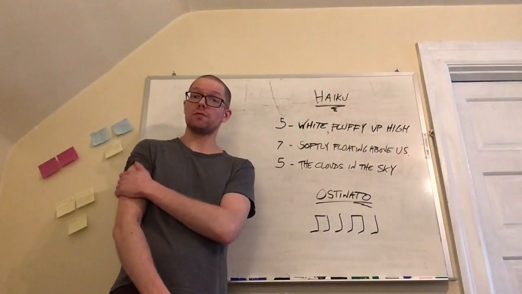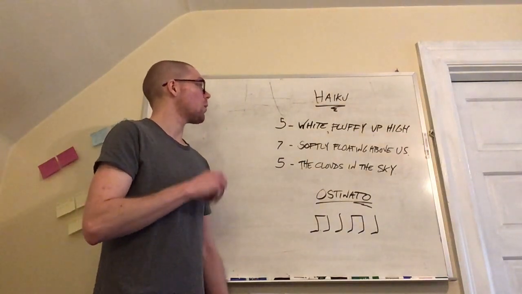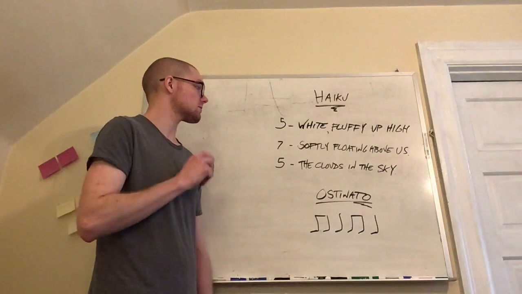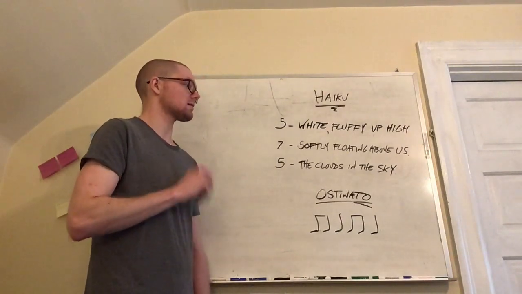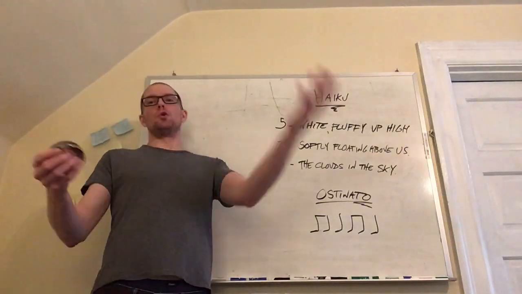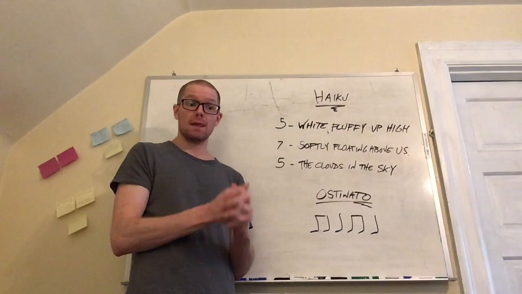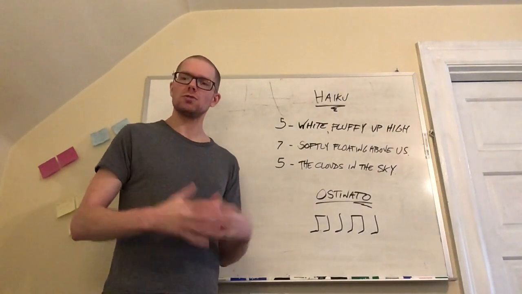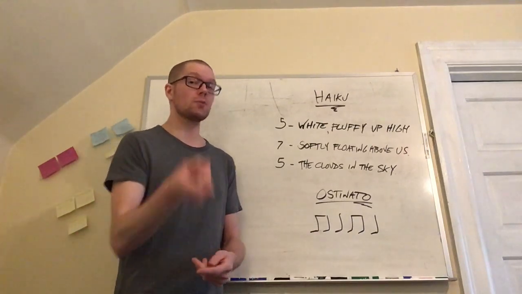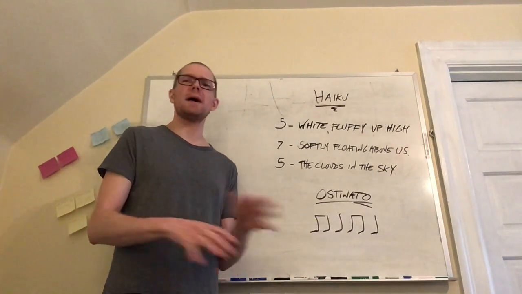And here's how we are going to perform our haikus, okay? White, fluffy, up high. Softly floating above us. The clouds in the sky. Right? Okay? So when you record yourself doing your haikus, I want you to do it like that. I want you to have a little bit of the ostinato in the beginning so you can get that feel, that rhythm going before you have to speak. And also, I would encourage you to practice it before you record it. That way, it's the best it could possibly be.